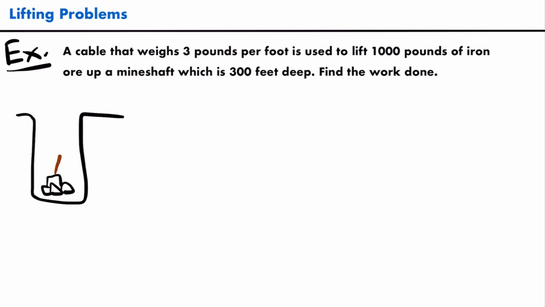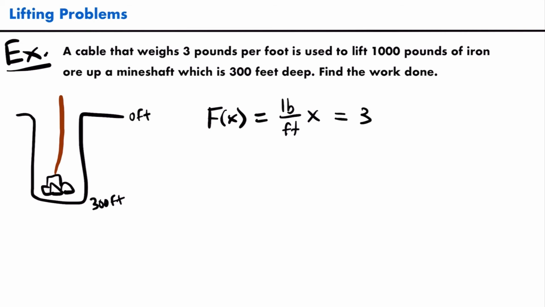And that iron ore is attached to a cable that we are going to use to lift the iron up out of the mine shaft. And so remember that this mine shaft is 300 feet deep, and that means that the surface would be 0 feet deep. All right, and so we have a variable force here because this cable weighs 3 pounds per foot. The weight of the cable, or the force on that cable, depends on how much of that cable has been lifted. And so the force function, in this case, will be equal to the weight density of that cable times x. And the weight density is 3 pounds per foot. So if we're looking for a rate in pounds per feet, and we're going to be multiplying that by x, then our force function is equal to 3 pounds per foot times x.